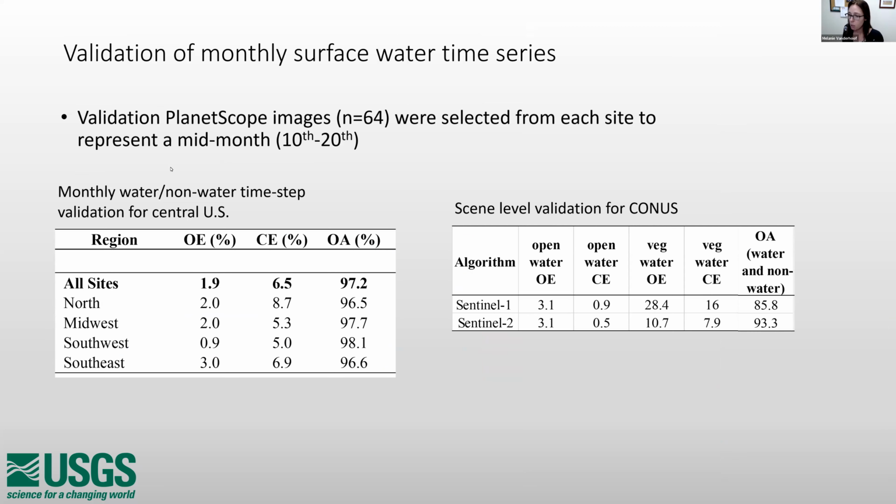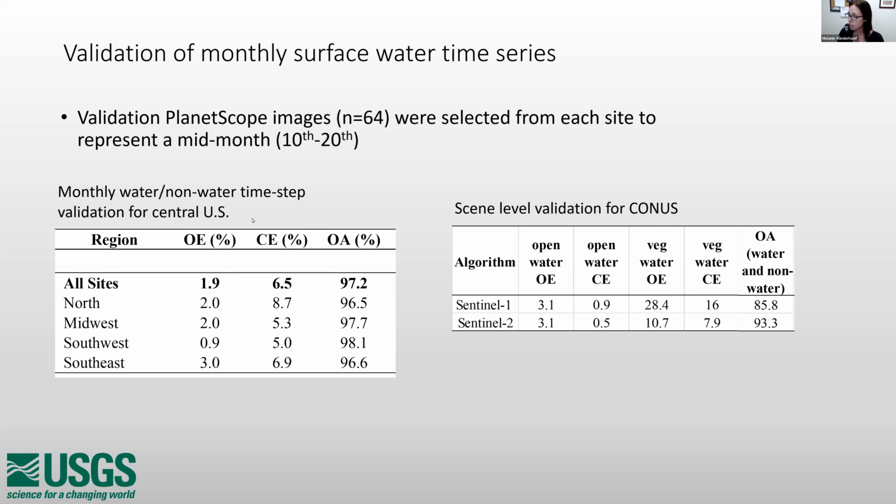And because we took that step to go from a single scene to a monthly time step, we also ran and produced a validation of this approach. So we used entirely PlanetScope images. And because we're comparing the validation images to a monthly time step classified image, our validation images were all selected in the middle part of the month, between the 10th and the 20th of a given month.